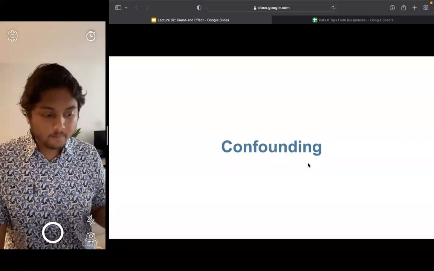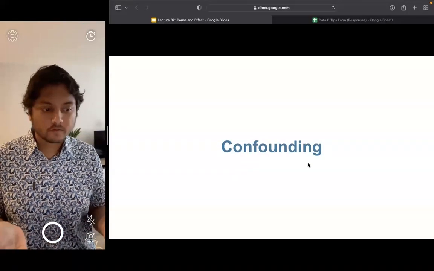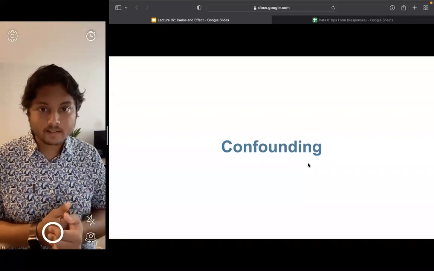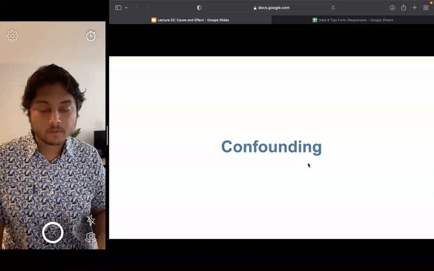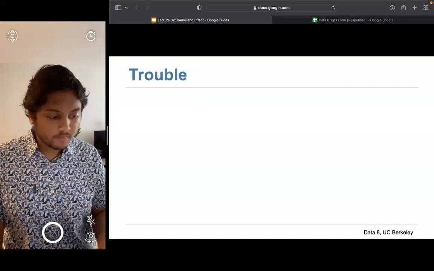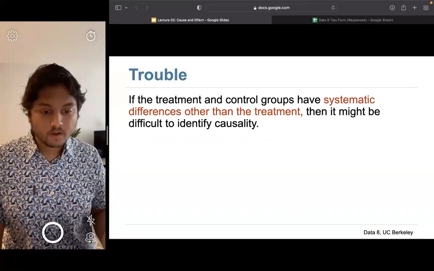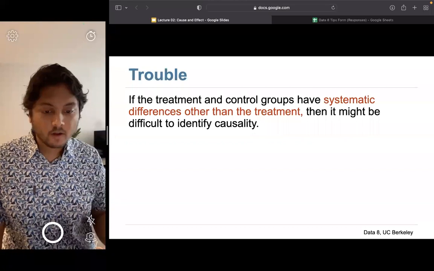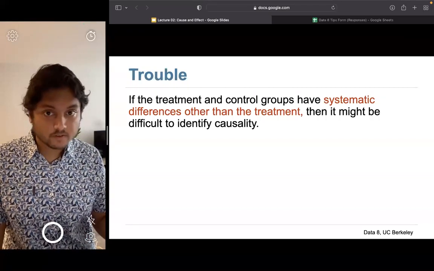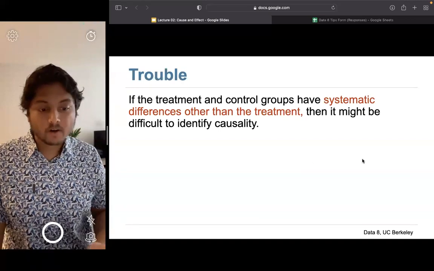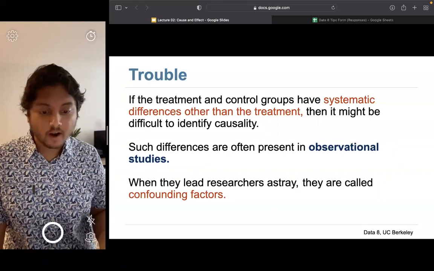And so what happens when you don't account for this and you have two groups of people that are different for more than just the treatment, then you have something called confounding. The issue with confounding is basically that if the treatment and control groups have differences other than the treatment, then those other differences could be the ones causing the difference in the outcome, right? It's not necessarily just the treatment itself. It could be something underlying or some other factor.